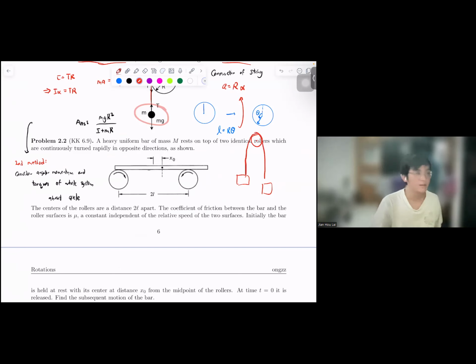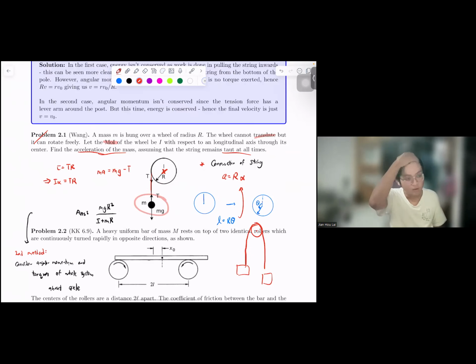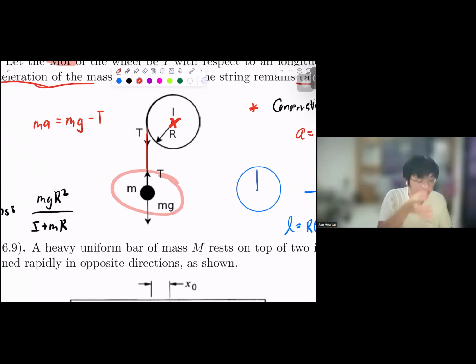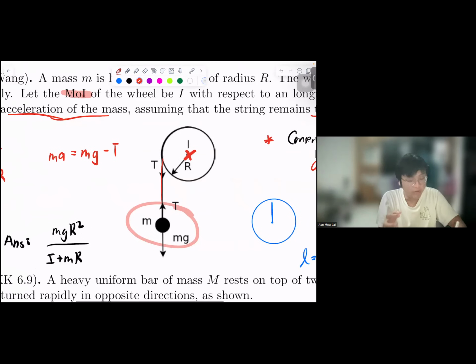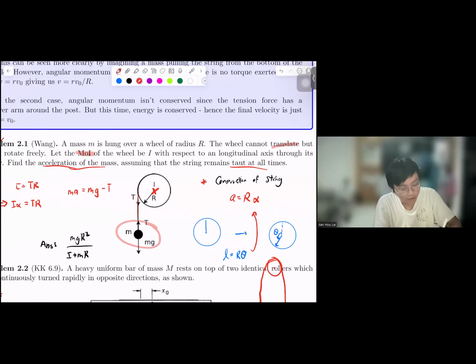Attached to a string. Okay. Usually, the idea with the string is that its length is not changing. The idea of solving this problem is to keep in mind that when this pulley, or the wheel, rotates, let's say your initial axis is here, it rotates through a distance r theta. Let's say the radius is r.